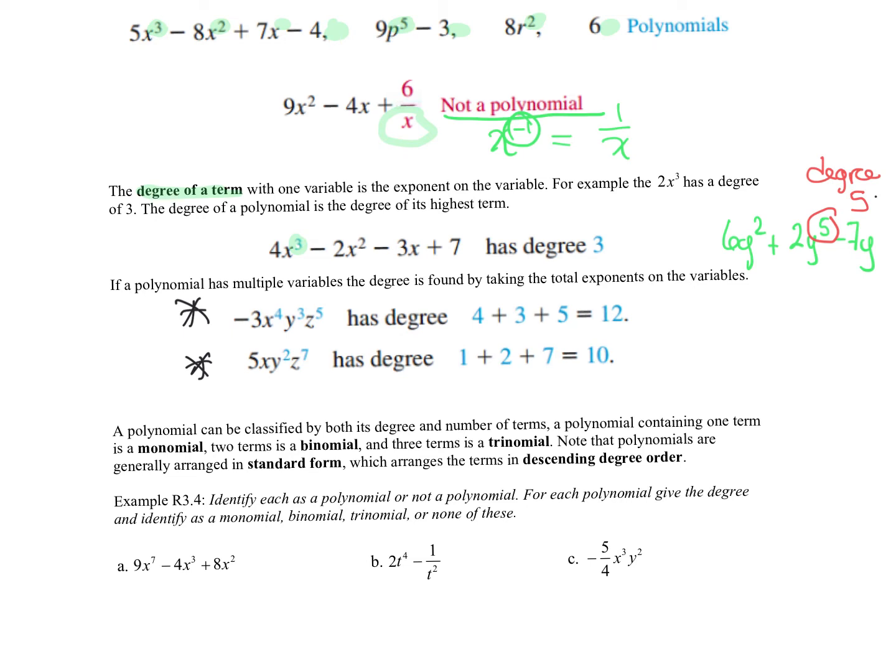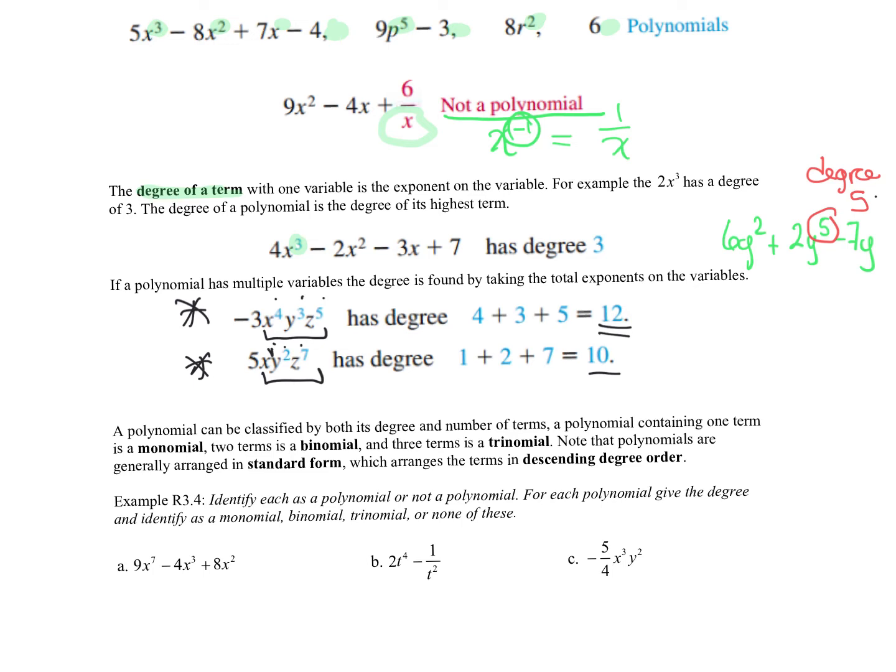One little caveat is right here. If you have something where you have multiple variables multiplied together, you can't just grab the biggest number, you have to add them up. So 4 plus 3 plus 5 is 12, so this is a degree of 12. There's a 1 hiding there, so 1 plus 2 plus 7 is 10. That one's degree is 10.